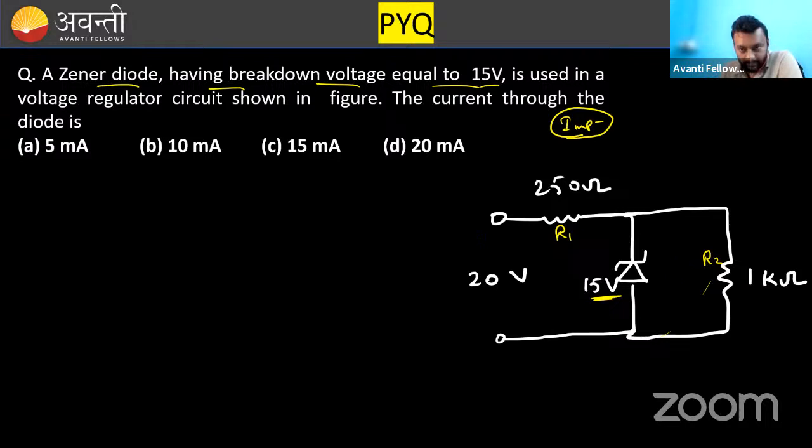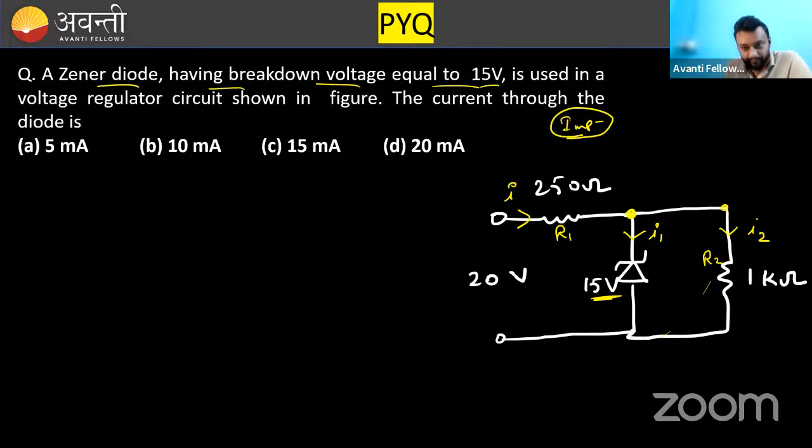Okay, let's solve it. First of all, I will assume that there is a current I in this resistor. This is a 20 volt battery. So this is current I. After reaching this point, the current will divide into two parts. Let's suppose I1 goes there and I2 goes there. Clear? Till now, every point is clear, I1 and I2. Very good, Balveer.